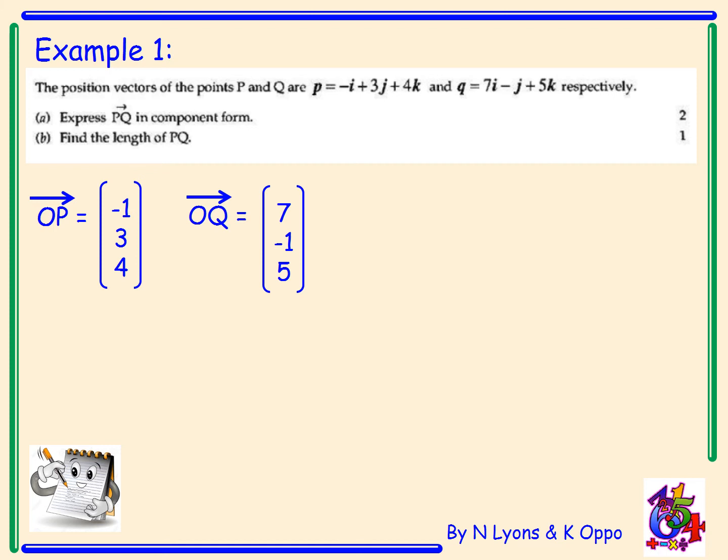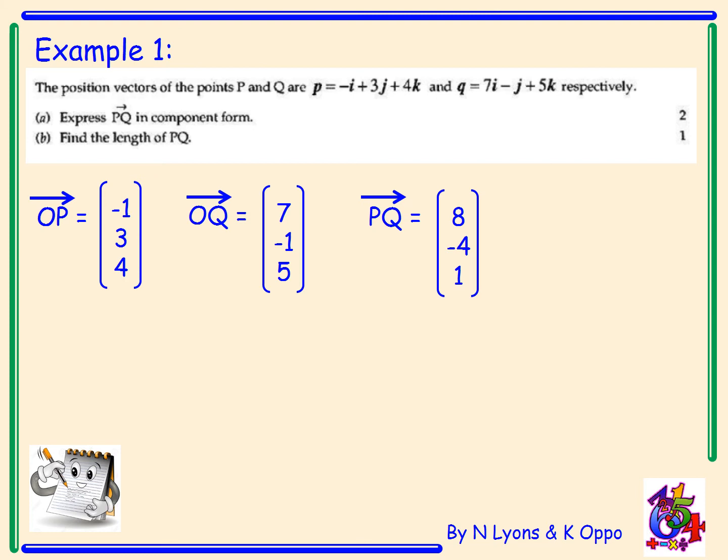Okay, so how do we find what PQ is? So PQ is just now the vector (8, -4, 1). If I'm at P, -1, what do I have to do to get to 7? I'm going to have to add on 8. If I'm at 3, what do I have to do to get to -1? I need to subtract 4. If I'm at 4, what do I have to do to get to 5? I'm going to have to add on 1. So from P to Q has the components (8, -4, 1).